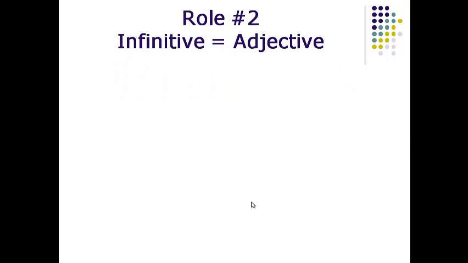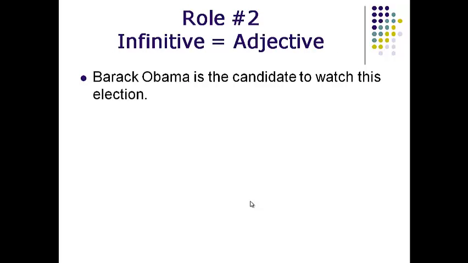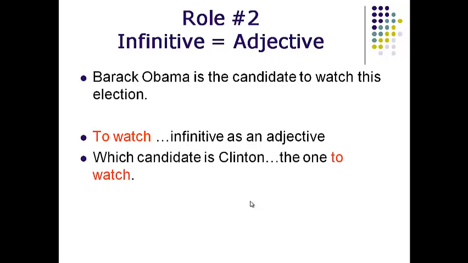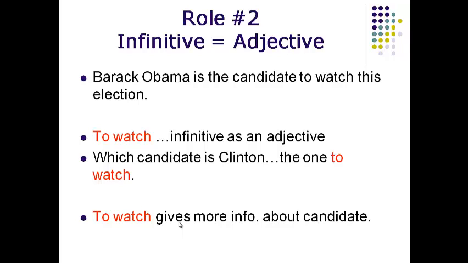Rule number 2 for an infinitive is an adjective. Barack Obama is the candidate to watch this election. Can you tell this was made a little while ago? To watch is an infinitive used as an adjective. Which candidate is Clinton? The one to watch. Sorry, that should be Obama. Which candidate is Obama? The one to watch. To watch is to plus a verb. It's describing Obama, so it makes it an adjective. To watch gives more information about the candidate.